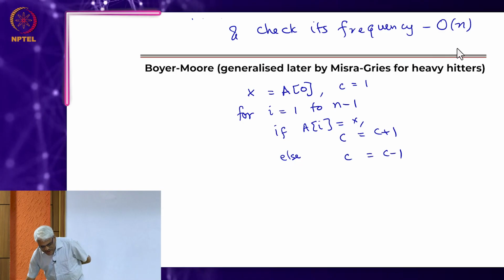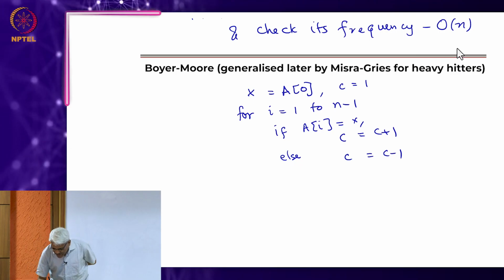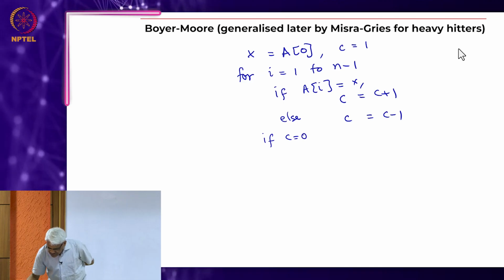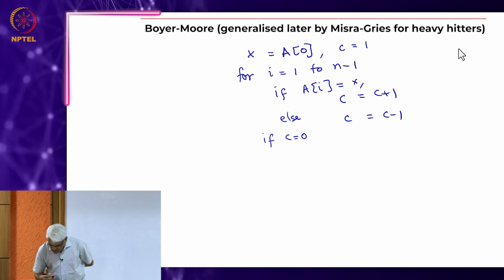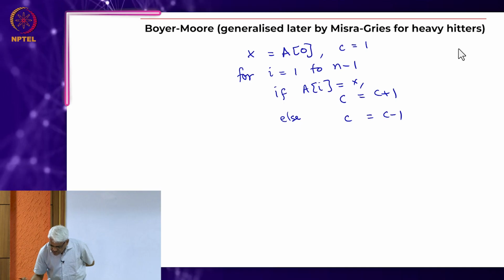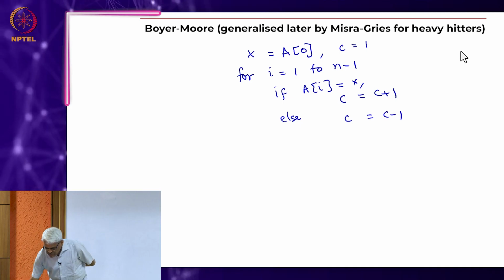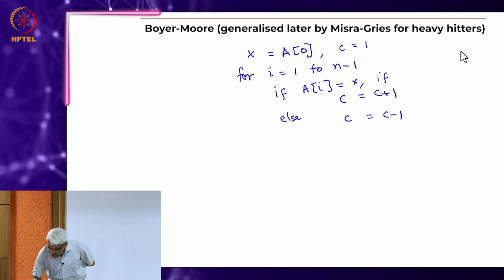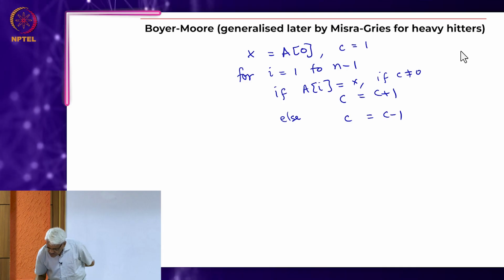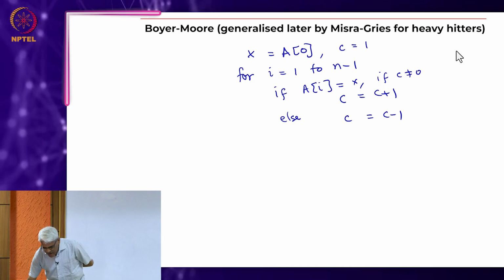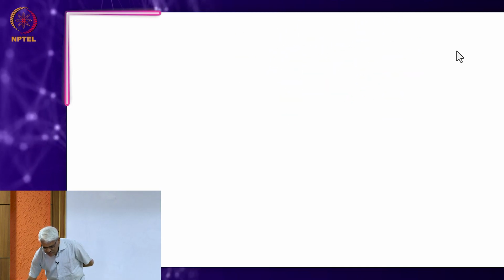It's much simpler to write in English than the code, but let me try. So if c is equal to 0, maybe, yeah, if c is not equal to 0. Okay, maybe I'll do it in English, then we'll come back to it. And maybe I'll do it in an example.